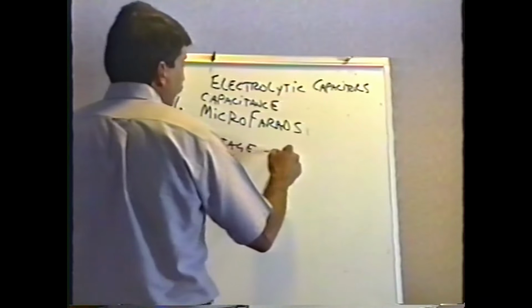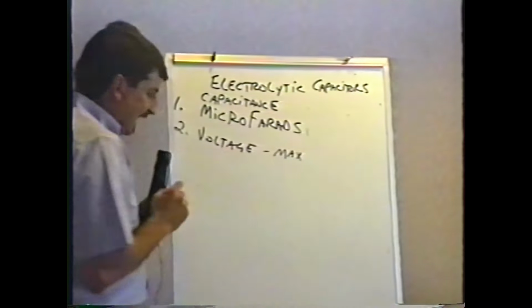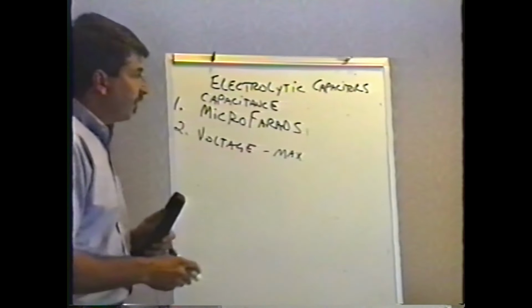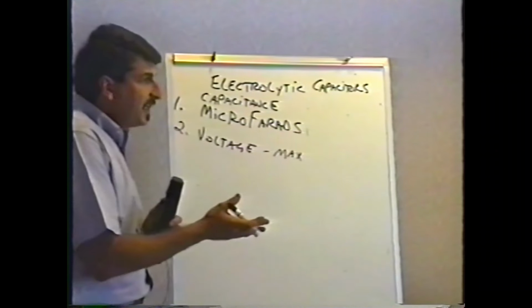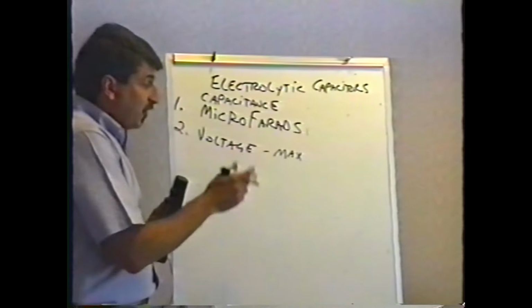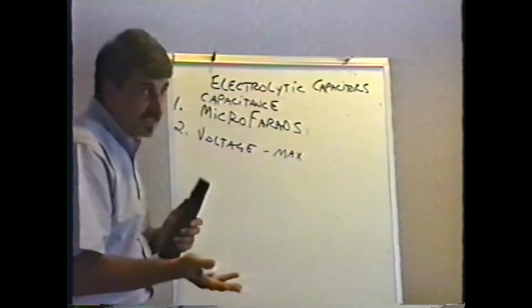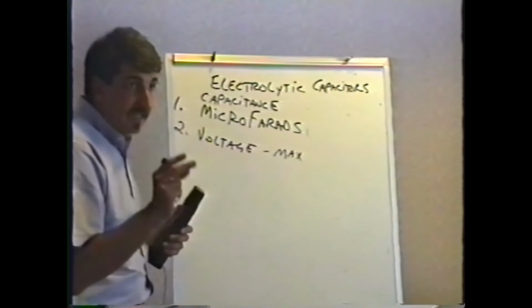The voltage rating of a capacitor is the maximum that capacitor can handle. For instance, if I take a 16-volt capacitor and charge it with a 6-volt battery, I only get 6 volts out of it. It's the maximum it can handle.